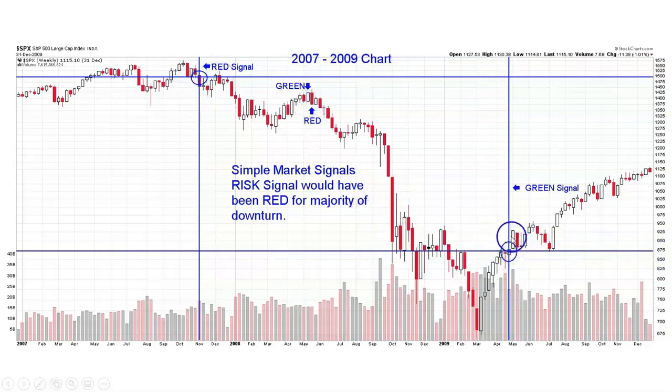So two of these types of downturns in the course of a decade, and simple market signals could have helped you really protect yourself, really understand what was going on in the market, and set realistic expectations in both cases. And when the risk signal turns green, as it did right here, you will know that the likelihood of you making money in equities has substantially increased.